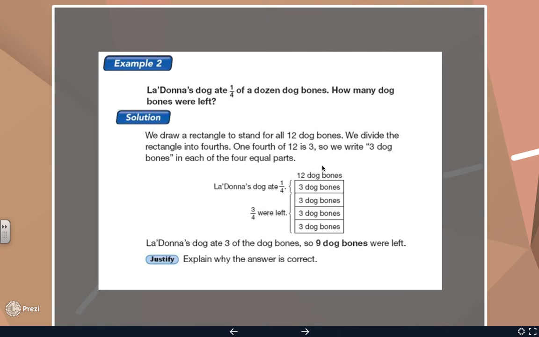Now, we know that she ate 1/4 of them. So if we take one of these boxes, we know that 1/4 of those were eaten. These were left, okay? So what we can conclude is if we add 3 plus 3 plus 3, 9 dog bones were left, okay? Also, explain how this is correct for me on the back.